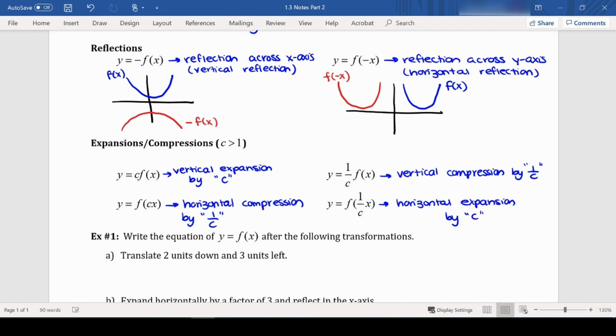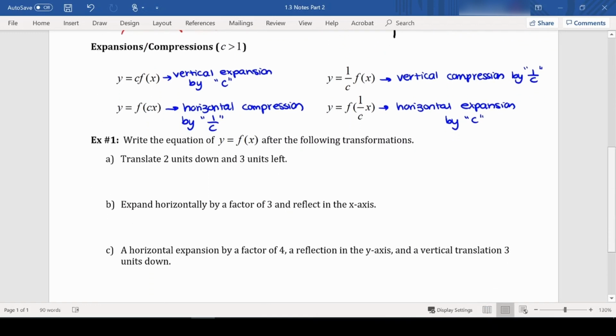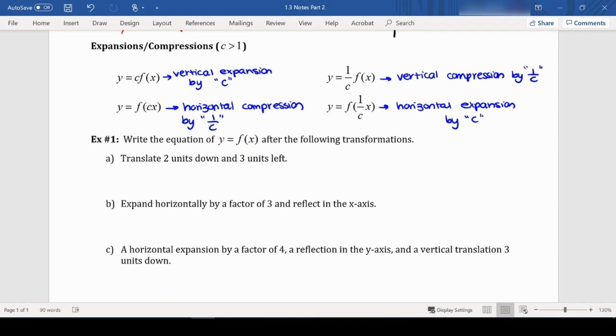So we'll go through just a couple refreshers of how to write your equations here. For example, if I had a function f of x, if I wanted to translate this 2 units down and 3 units left, this would be y equals f of x plus 3 for 3 units left and minus 2 for 2 units down. If you wanted to expand horizontally by a factor of 3, this would be f of 1 over 3x, and reflect in the x-axis. In the x-axis is a vertical reflection, which means the negative goes in front.